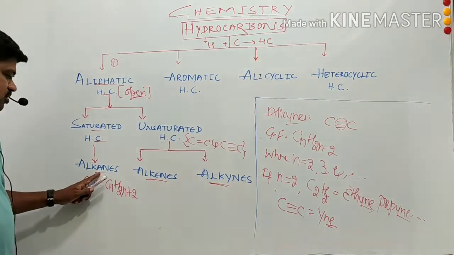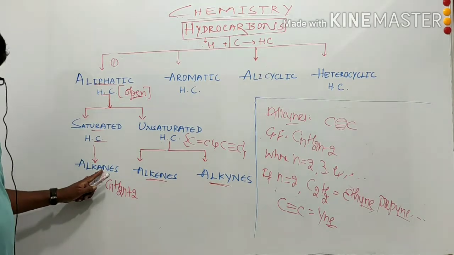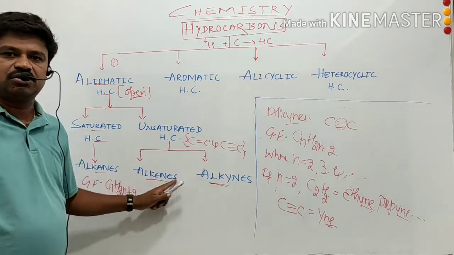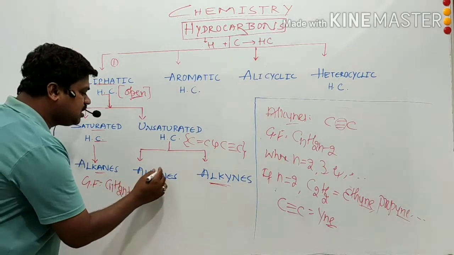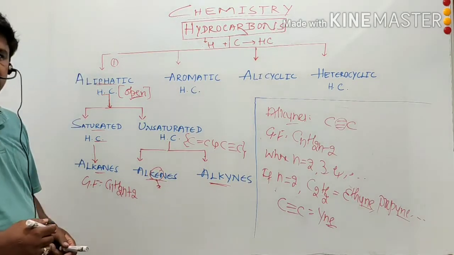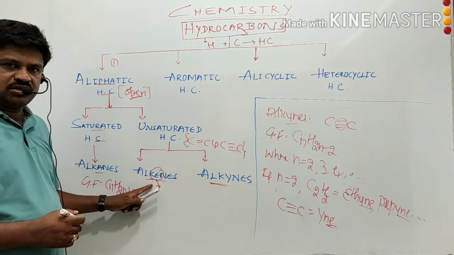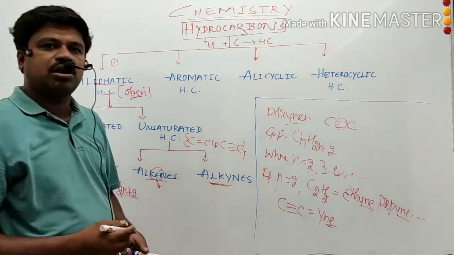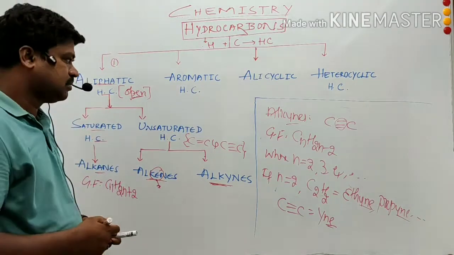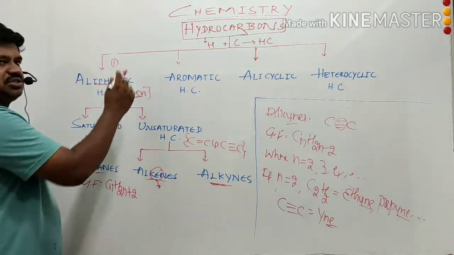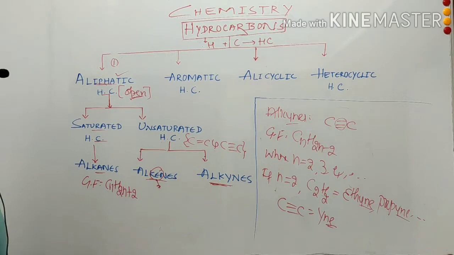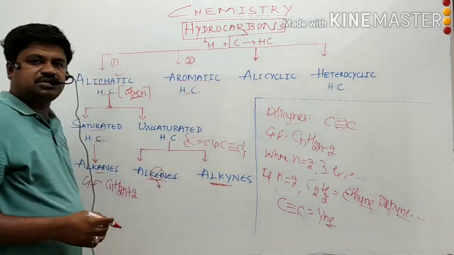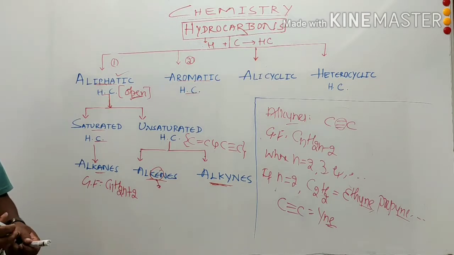Alkanes are also called saturated hydrocarbons. Alkenes and alkynes are called unsaturated hydrocarbons. Alkenes have another, common name, ethylenes. And alkynes have the common name acetylenes. That is about aliphatic. Now let us move on to the second main type of hydrocarbons, aromatic hydrocarbons.